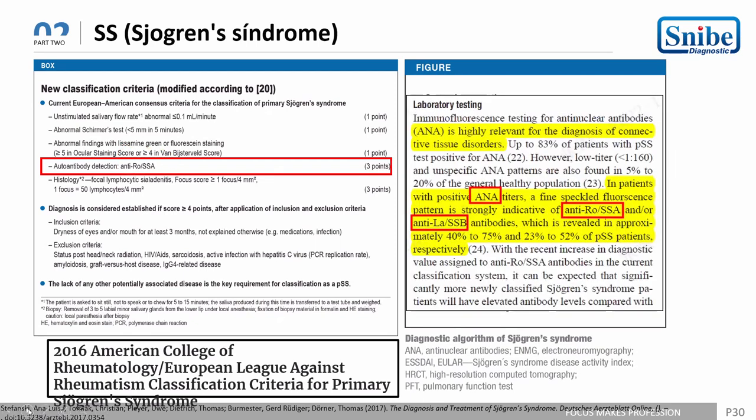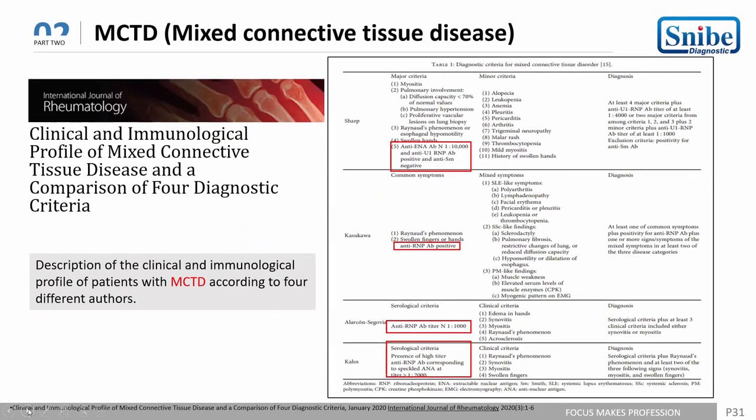If we talk about laboratory testing, ANA is highly relevant for diagnosing connective tissue disorders, and this ANA testing includes anti-Ro/SSA and anti-La/SSB antibodies, which may lead to the final conclusion and diagnosis of the patient. If we talk about the clinical and immunological profile of mixed connective tissue disease in comparison of the four diagnostic criteria, it's described by four different authors.